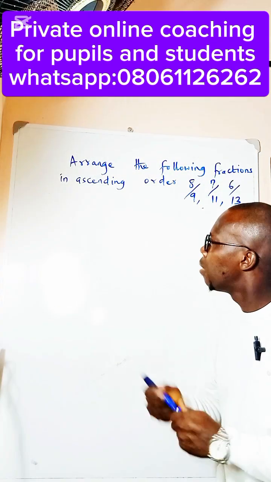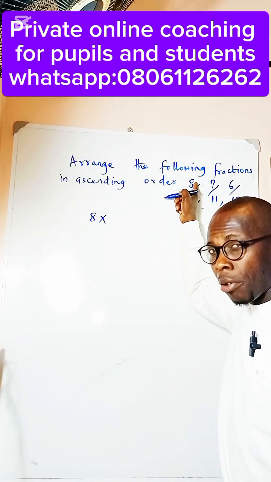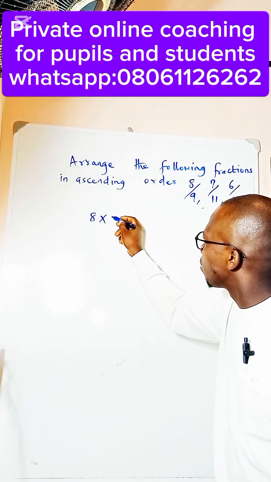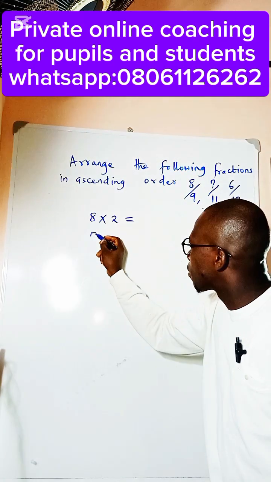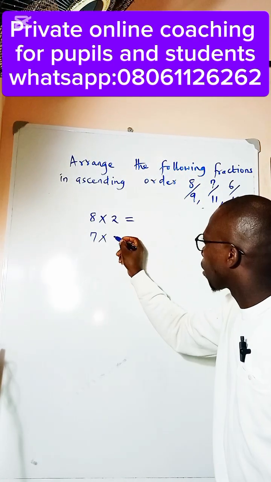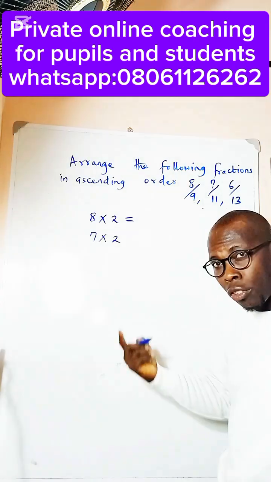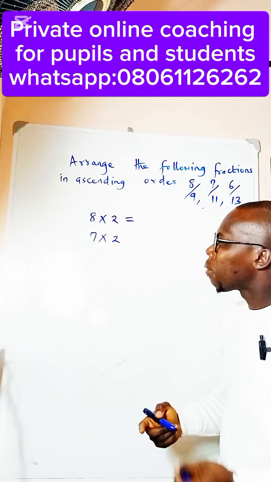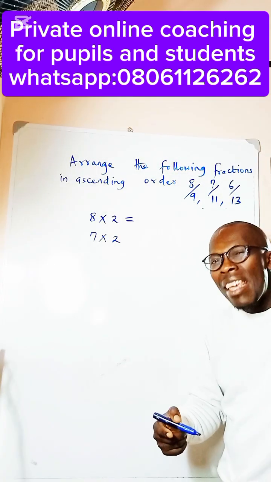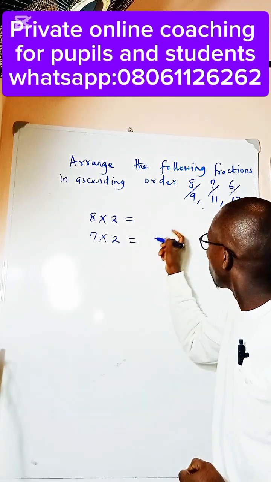So let's go there. I'm starting with the numerator of the first fraction, 8, times the difference. I'll do the same thing again, 7 times the difference, because the difference between these two denominators is 2. The difference between these two denominators is still 2. So multiply the numerator of each fraction by that difference. I will do the same thing again.